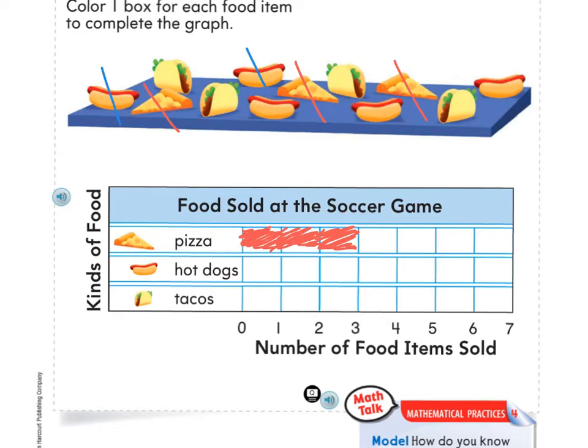1, 2, 3, 4, 5. I count 5. Do you guys count 5? Okay, 1, 2, 3, 4, and 5. Okay, looks like when I read it, it goes right up to that number 5 line. Perfect. Okay, and then go ahead and count the number of tacos.